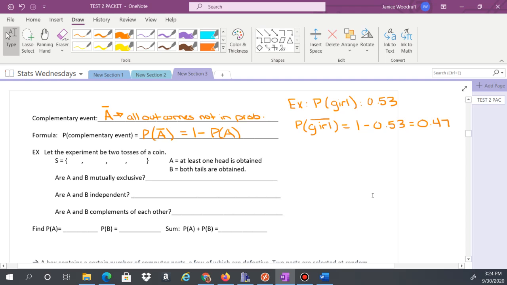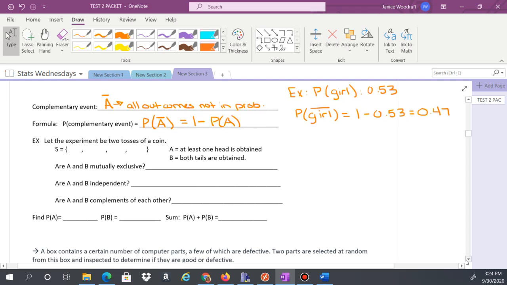Okay, let's look at an example with checking if events are complements of each other. So I toss a coin 2 times. So here's what can happen. Okay, you have 4 actual ways that you could get this.